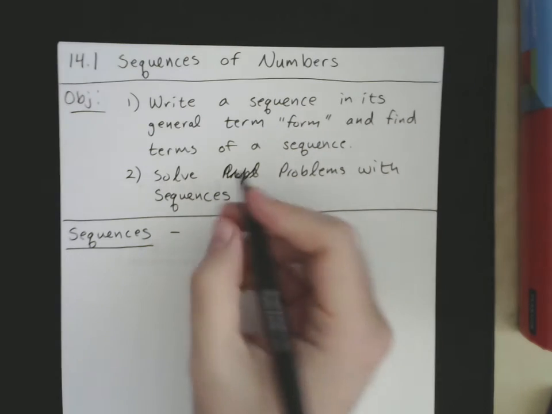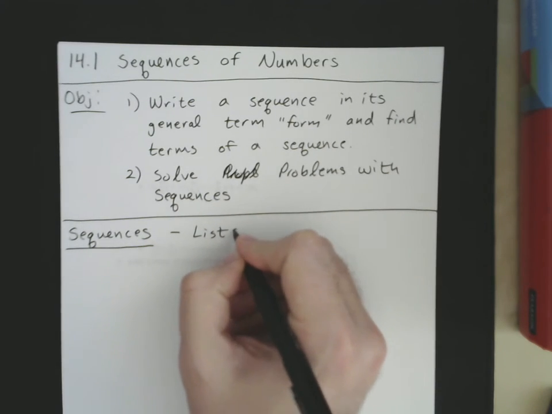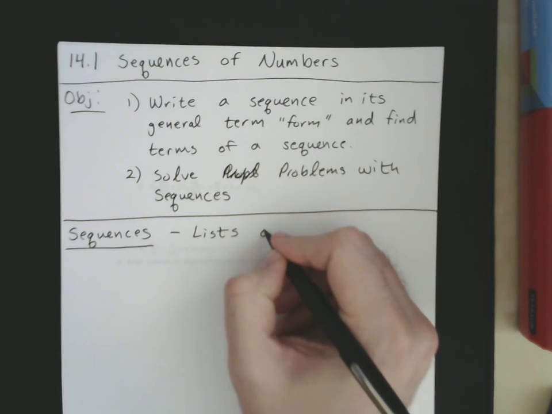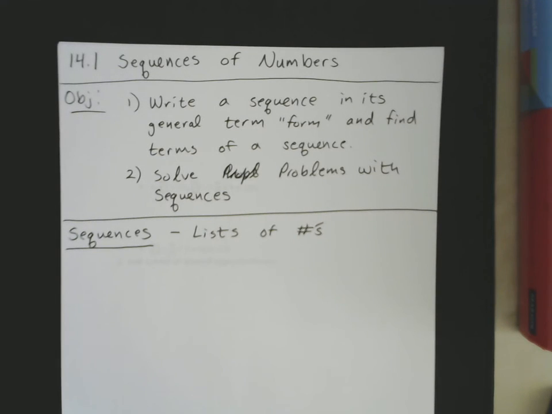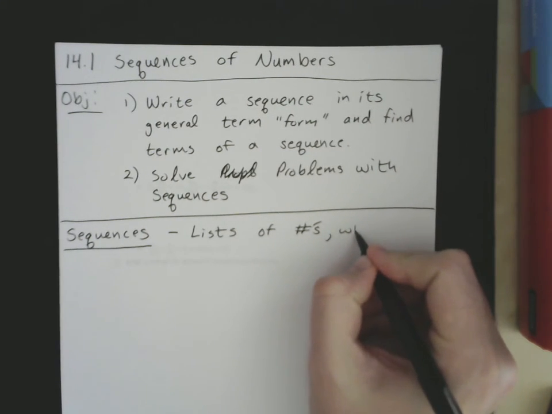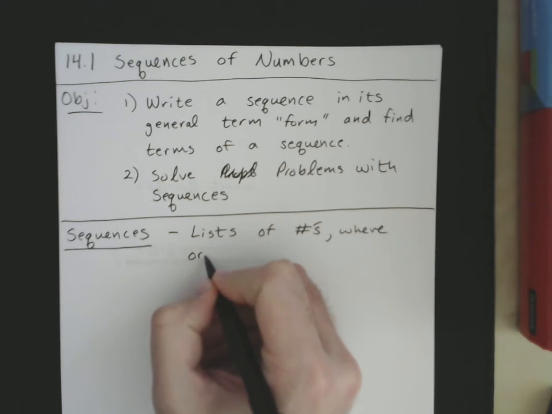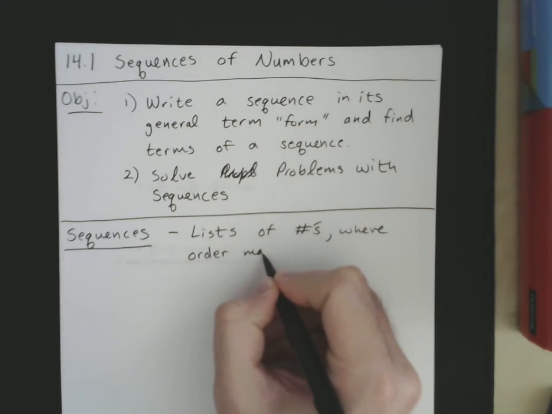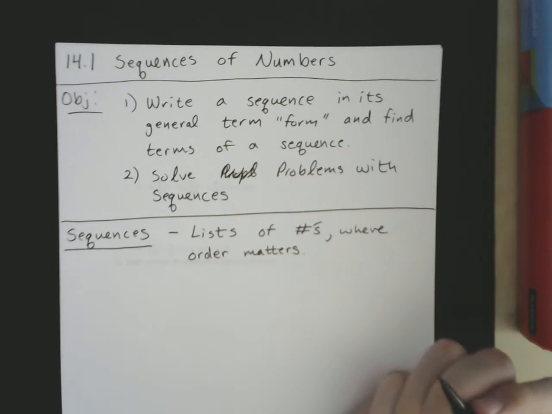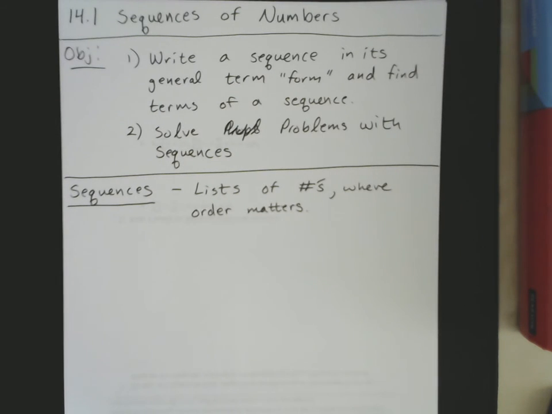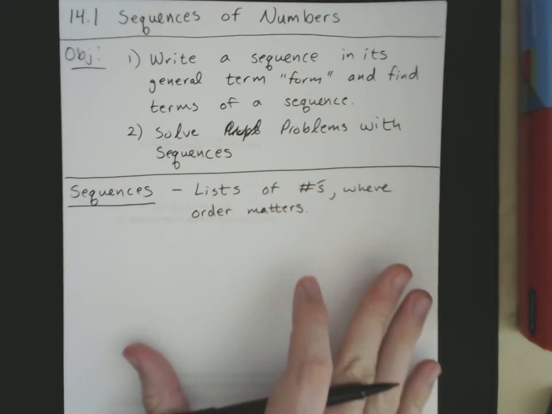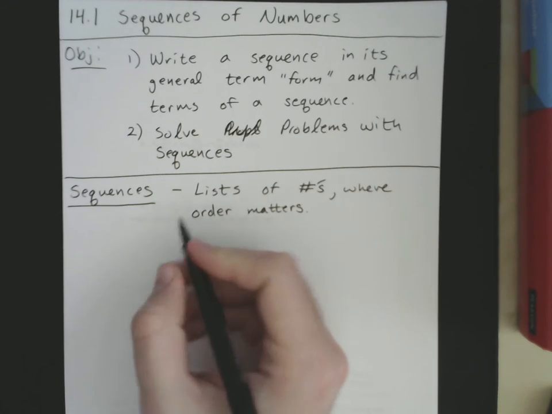So, sequences at their heart are just lists of numbers. That's all they are. They're a sequence of numbers. And in this case, they're a sequence where order matters. Now, sometimes this order can be described using a nice equation, sometimes it can't. But the order of a sequence is important, and there are two classifications.